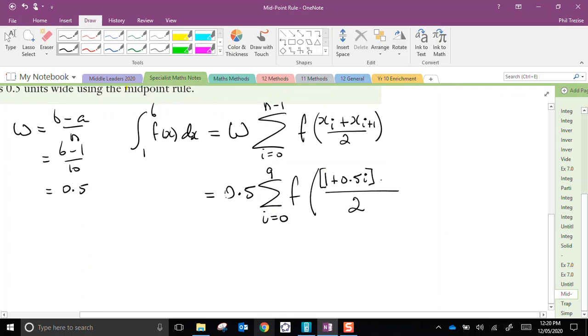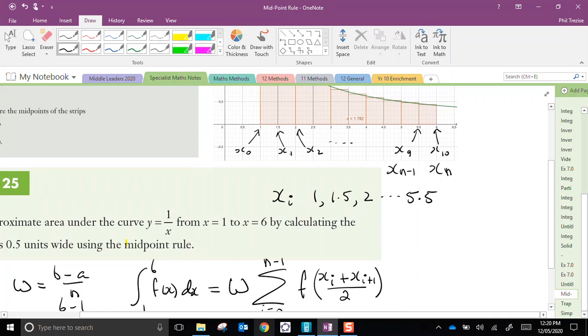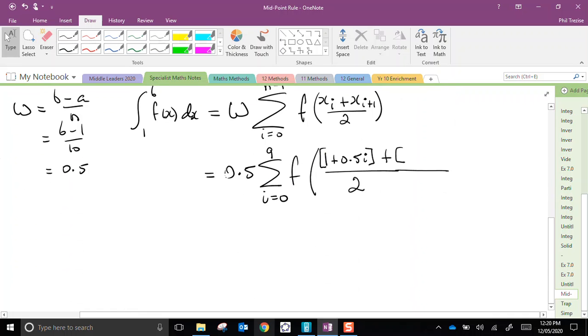What about the right-hand edges? These right-hand ones are represented by xi plus 1. Well, they start at 1.5 and they finish at 6. So I'm going to have to write a formula that starts at 1.5 and increases by 0.5 every time. There it is. That's going to be the way that we can calculate this.